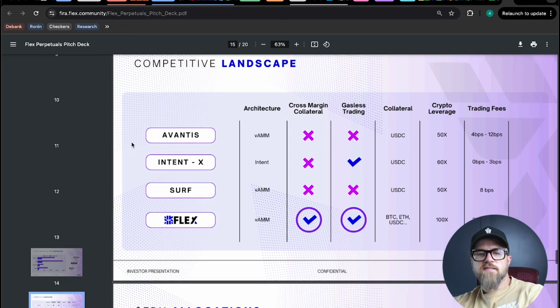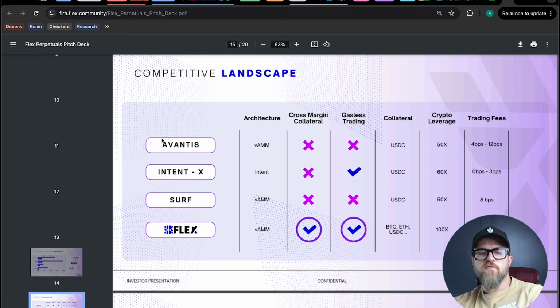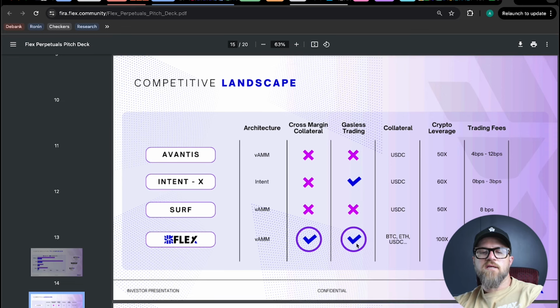Now, competitive landscape. I'm not super familiar with Vantis or Surf, but I am familiar with IntentX, and gasless trading is a huge factor, guys.